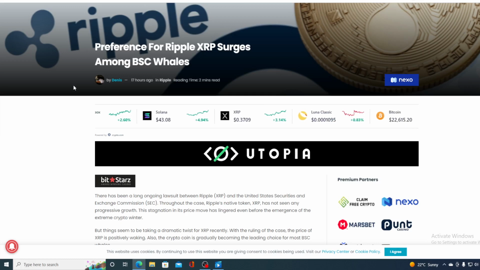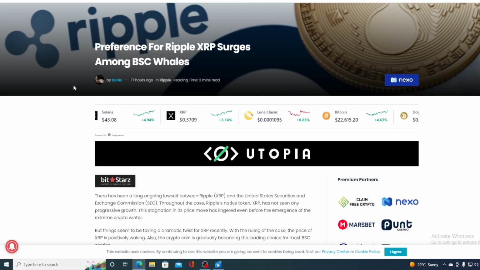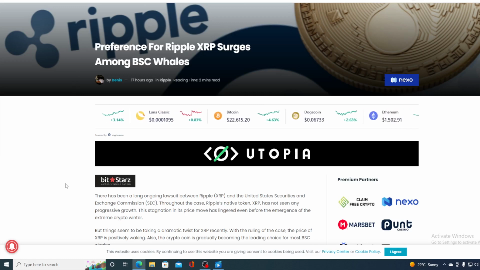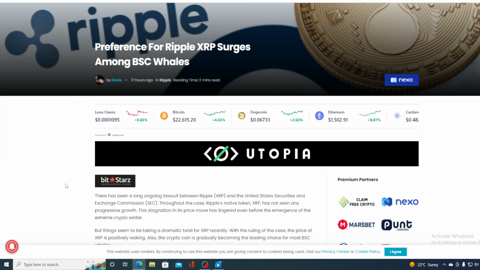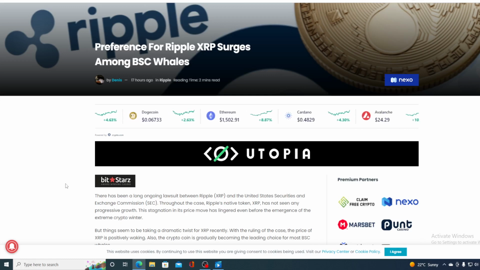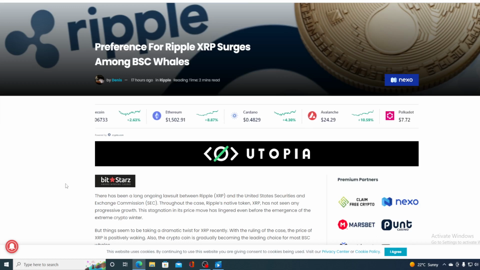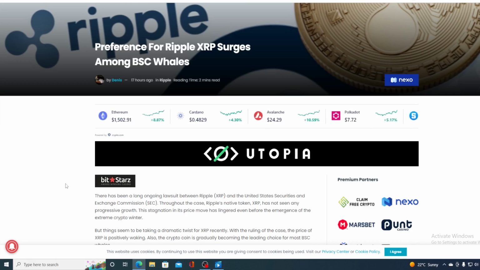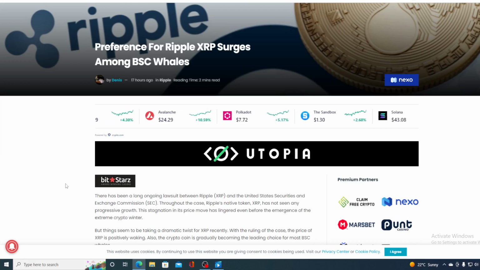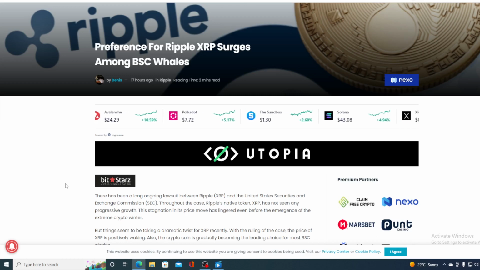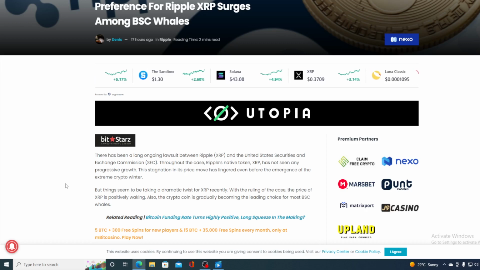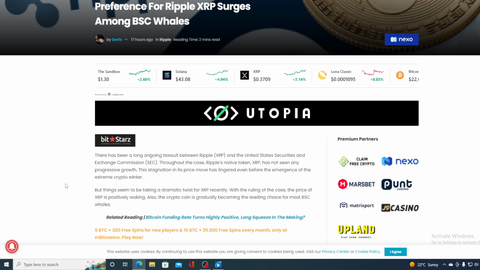Preference for Ripple XRP surges among BSC whales. There has been a long ongoing lawsuit between Ripple and the United States Securities and Exchange Commission. Throughout the case, Ripple's native token XRP has not seen any progressive growth. The stagnation in its price move has lingered even before the emergence of the crypto winter. But things seem to be taking a dramatic twist for XRP recently. With the ruling of the case, the price of XRP is positively waking. Also, the crypto coin is gradually becoming the leading choice for most BSC whales.